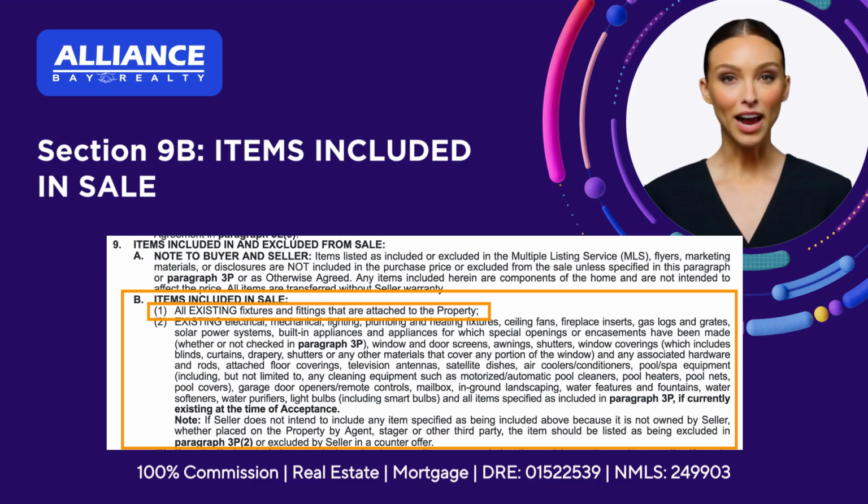Section 9B, Items Included in Sale. 1. Fixtures and fittings. All existing fixtures/fittings attached to the property convey. Examples: built-in shelving, attached light fixtures, bathroom mirrors glued/bolted, curtain rods, mounted speakers, if affixed, landscaping in the ground. If it's attached, it's included.